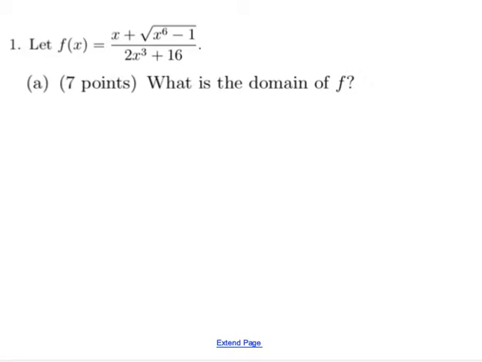So when you guys are looking at a function, first thing you should always kind of be leery of is a denominator, because your denominator cannot equal 0. So in this case, I would take my denominator and find out what values I cannot have in my denominator. Okay, so I would have 2x cubed cannot equal 0. And then I would start solving this.